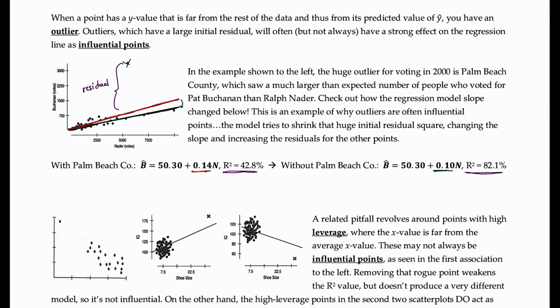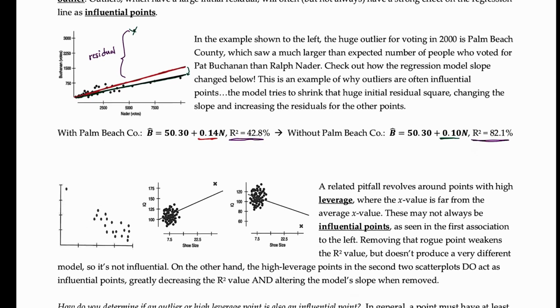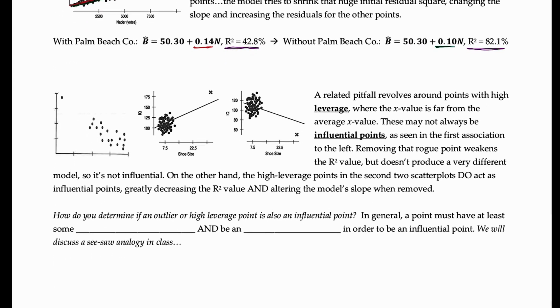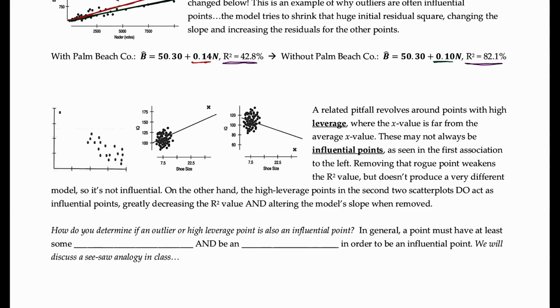All right, why don't we go ahead and keep moving along here? So that is outliers and how they can become influential points. We're going to look now at the other type of point that we were discussing that could be an influential point, which is a high leverage point. So a related pitfall revolves around points with high leverage, where the x value is very far from the average x value. So these may not always be influential points, but they might. I got some examples here.